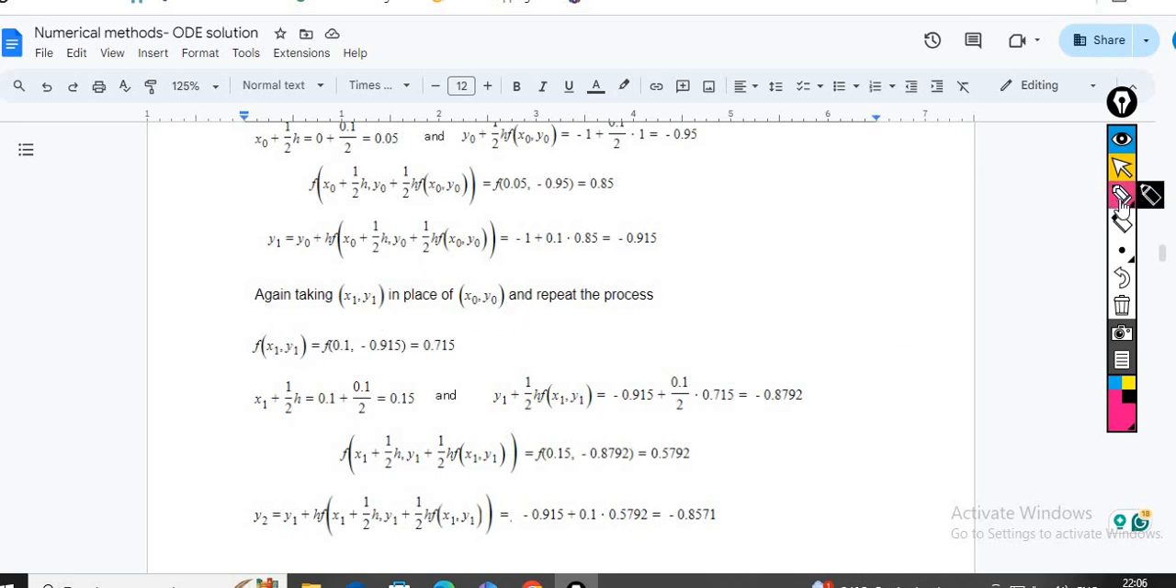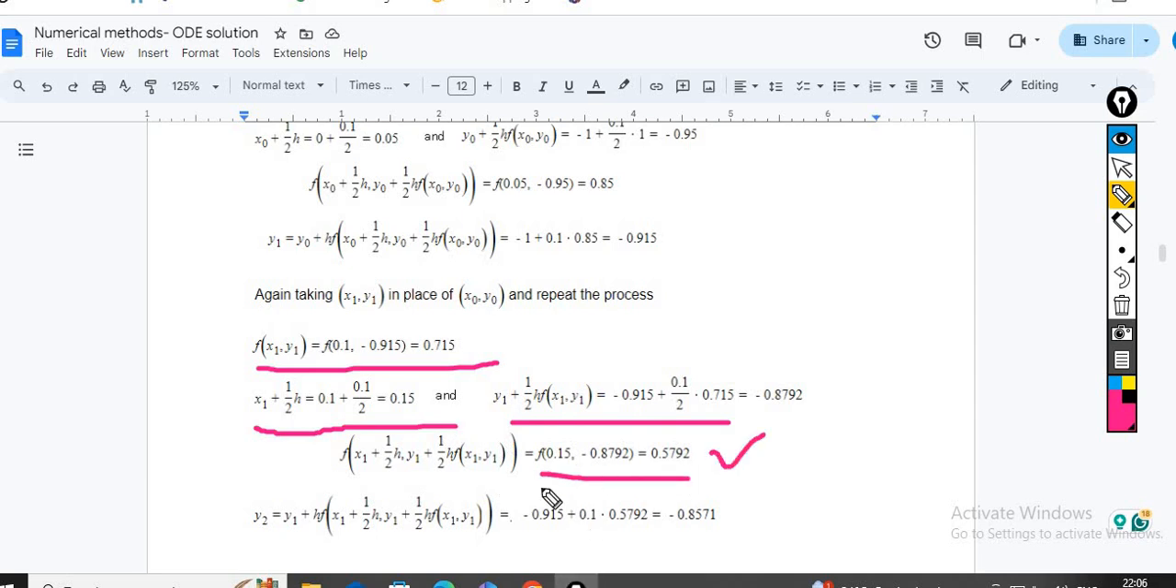So first you get the slope, first you get the function, then the value of x, then the value of y. Put it back in this equation, you will get the function value. And then put this back in that particular formula, and you will have y2. Now this is y2, y at 0.2 when the x value is 0.2. Get that one. Go for your third, 0.3, 0.4, 0.5. You will have the value for this particular function.